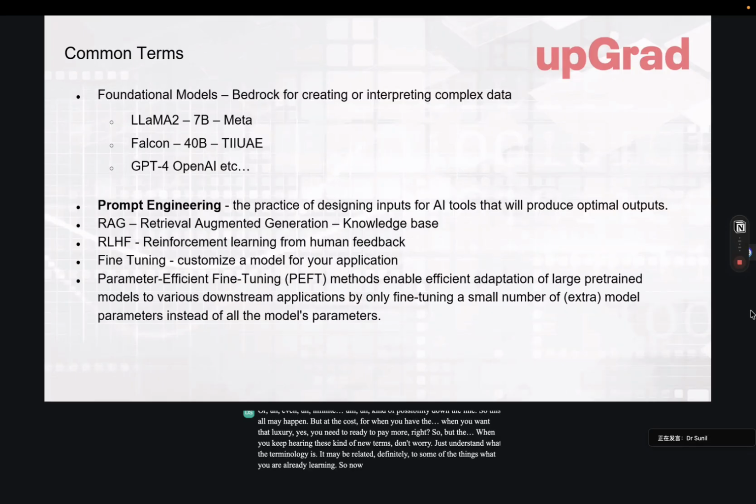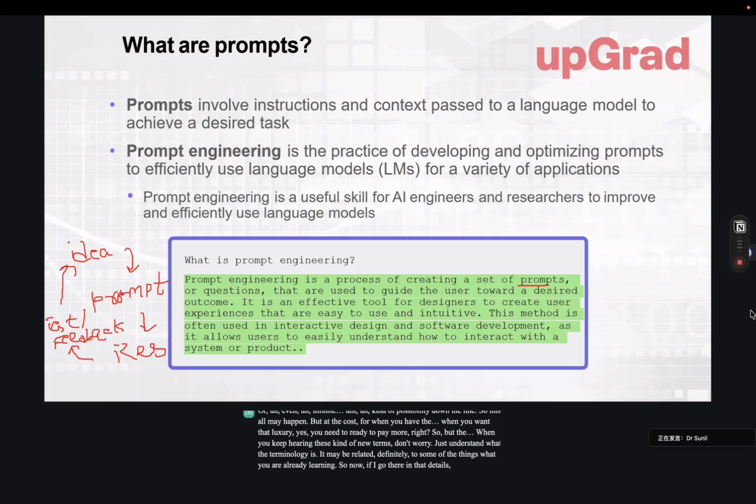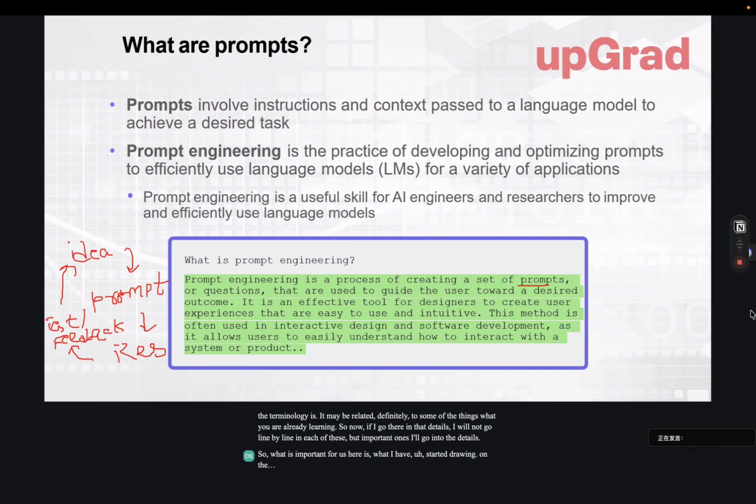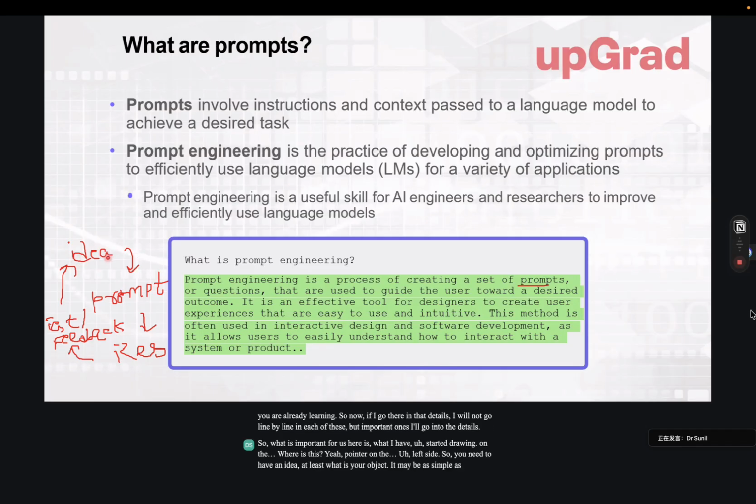Now, if I go into those details, I will not go line by line in each of these, but the important ones I will go into in detail. So what is important for us here is what I have started drawing on the left side. You need to have an idea at least of what your objective is. It may be as simple as a one-line question that doesn't require too much thinking and all that.